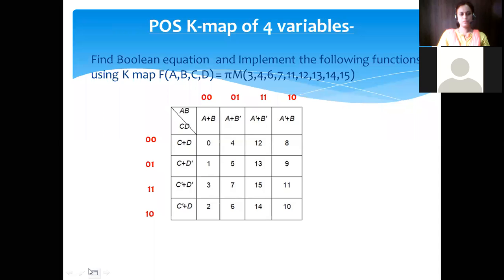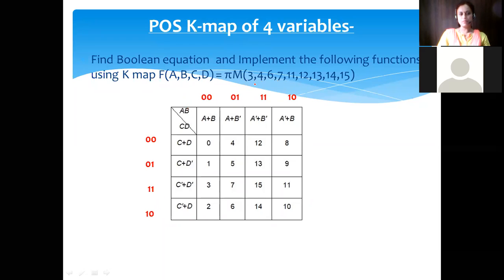Now let us see the example based on 4 variable POS form K-map. Find the Boolean equation and implement the following function using K-map. The function is given as f(A,B,C,D) = Π M(3, 4, 6, 7, 11, 12, 13, 14, 15). As it is a pi and capital M, you will come to know that it is a POS form K-map.